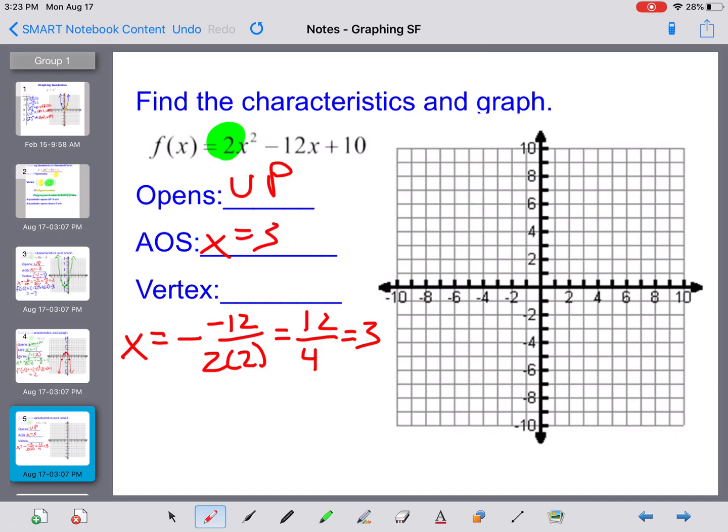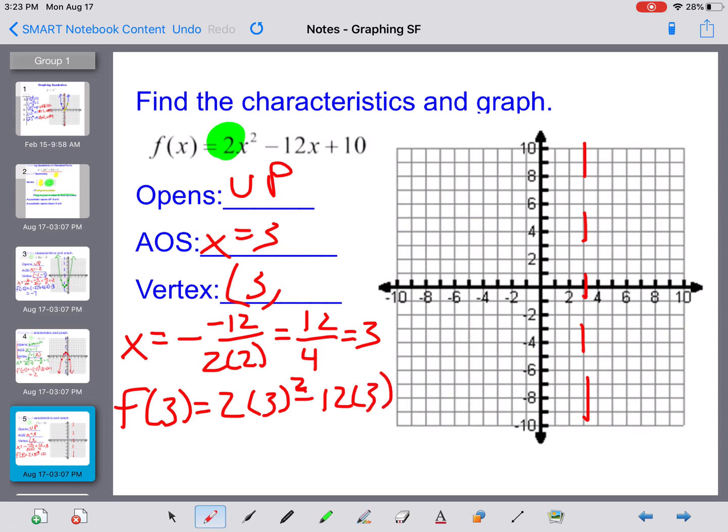And we can start off by graphing that if you want. So we're at x equals 3 just so that we have it and we don't have to do it after we graph our points. And then the x value of the vertex is going to be 3, and we need to plug back in. So f of 3 equals 2 times 3 squared minus 12 times 3 plus 10. And when you work that out, you should get -8.